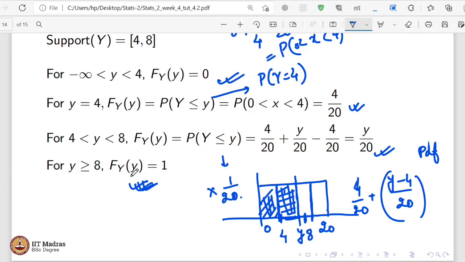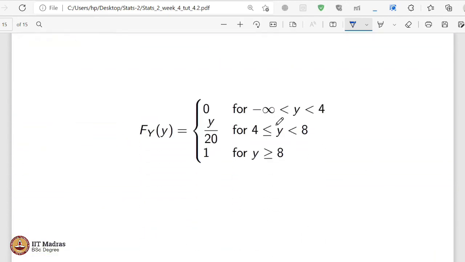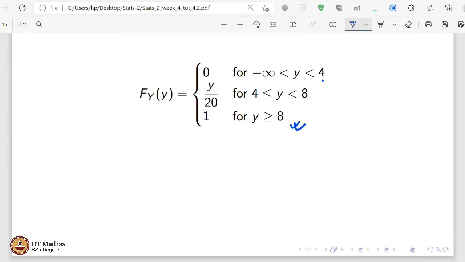Okay, so at 8 we'll be having the probability as 1, so CDF can't go more than 1. Okay, so after that 8 we'll be having the CDF as 1, and after that we can calculate the PDF directly by differentiating for each of the intervals. Okay, so we have got CDF from minus infinity to 4 as 0, and then from 4 to 8 as y upon 20, and then for greater than 8 we have got 1. If we have to calculate the PDF, we can just differentiate it. So yeah, thank you everyone.